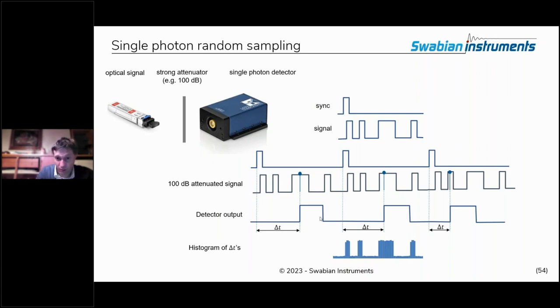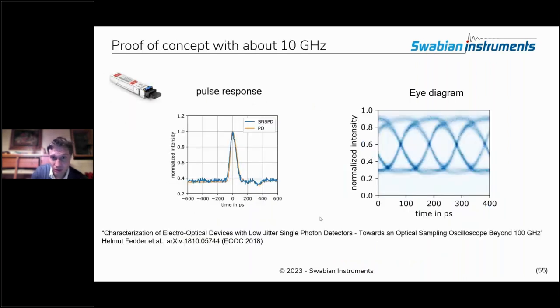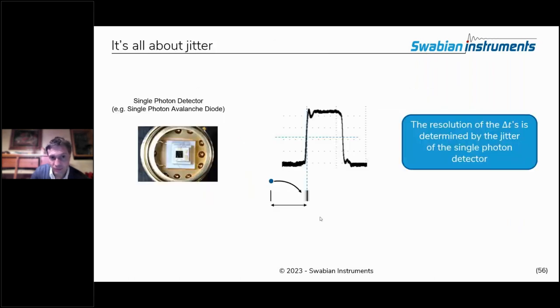But the twist is, okay, so here we have shown that it actually works, and you can do eye diagram measurements and so on. But the twist is that the whole method, or the bandwidth of that method, effectively is limited only by jitter. And that is the jitter of the single photon detector and the jitter of the electronics in a combined fashion.